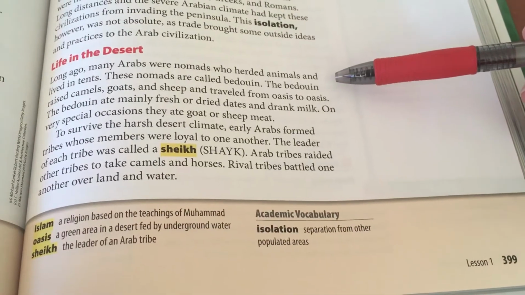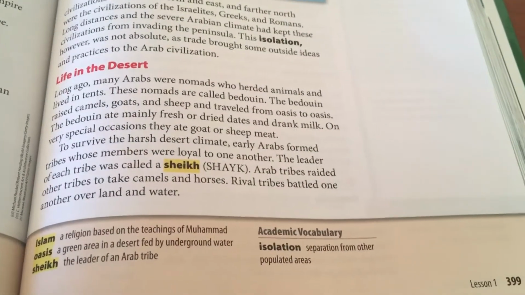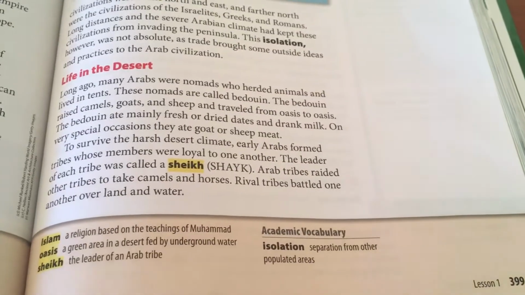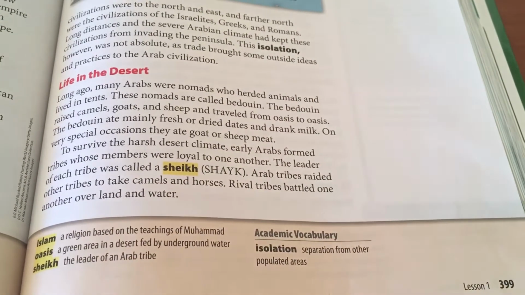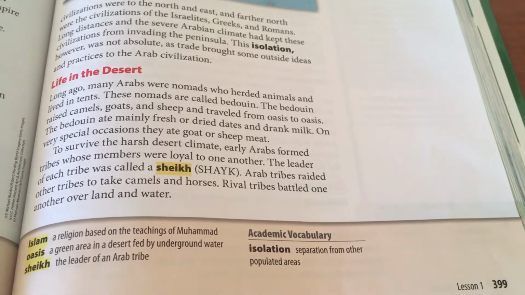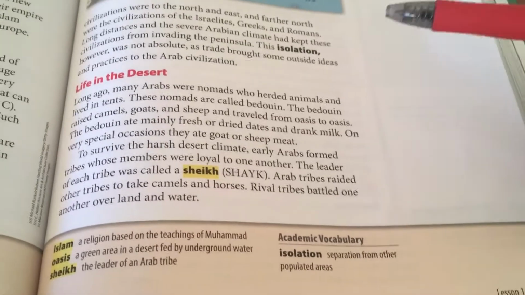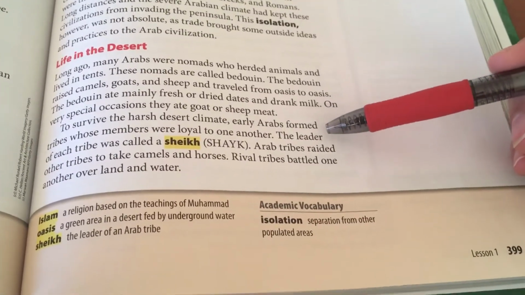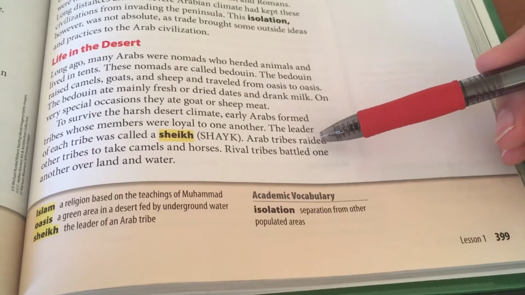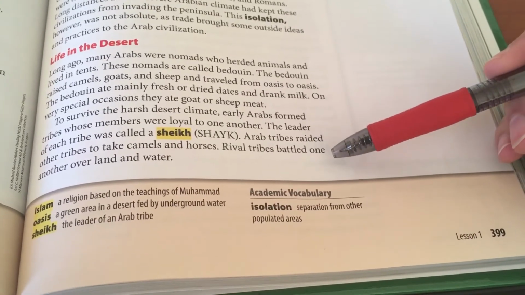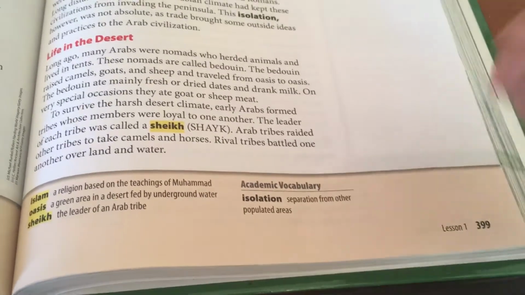These nomads are called Bedouin. The Bedouin raised camels, goats, sheep, and traveled from oasis to oasis. The Bedouin ate mainly fresh or dried dates and drank milk. On very special occasions, they ate goat or sheep meat. To survive the harsh desert climate, early Arabs formed tribes whose members were loyal to one another. The leader of each tribe was called a sheikh. Arab tribes raided other tribes to take camels and horses. Rival tribes battled one another over land and water.